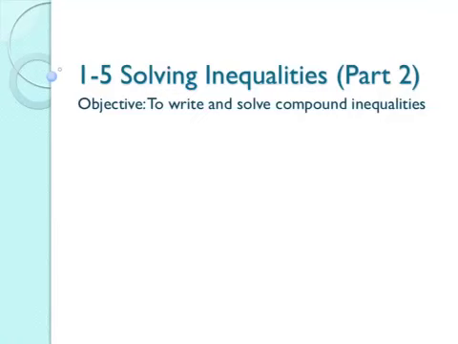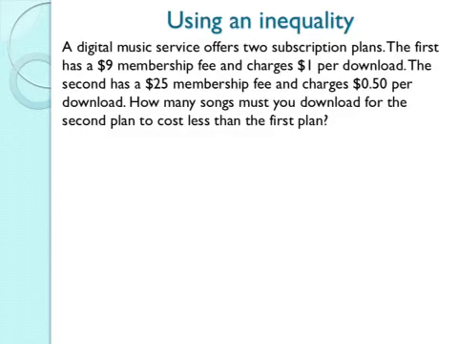Alright, so now we're going to be looking at solving compound inequalities. A digital music service offers two different plans. The first has a $9 membership fee and charges $1 per download. The second has a $25 membership fee and charges 50 cents per download. So how many songs must you download for the second plan to cost less than the first plan?